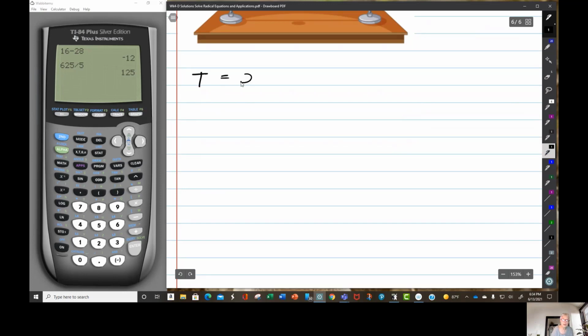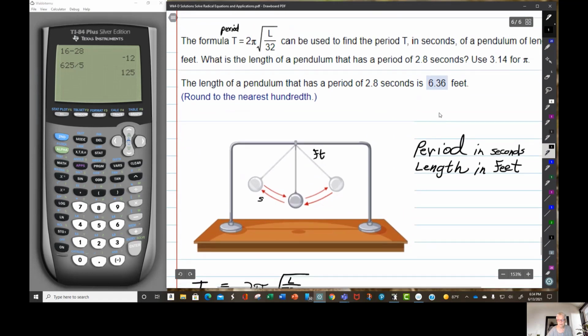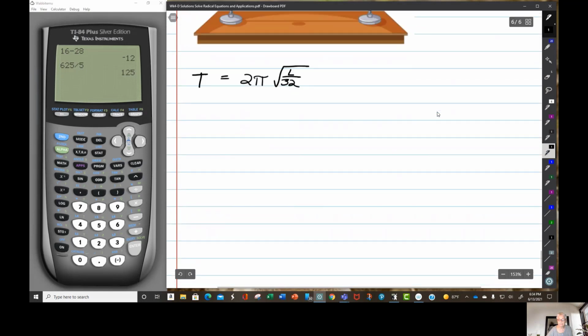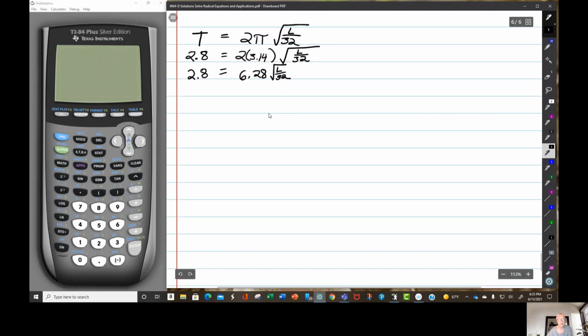Okay, we've got T equals 2 pi times the square root of L over 32. Now this is not as hard as it looks. Be calm. So T is going to be 2.8 equals 2 times 3.14 times the square root of L over 32. So 2.8 equals 6.28 times the square root of L over 32. Let me make absolutely sure that I've got that right. Yeah, square root of L over 32.